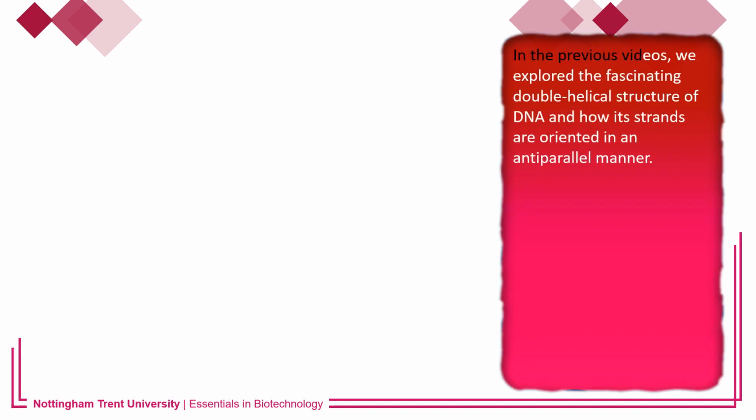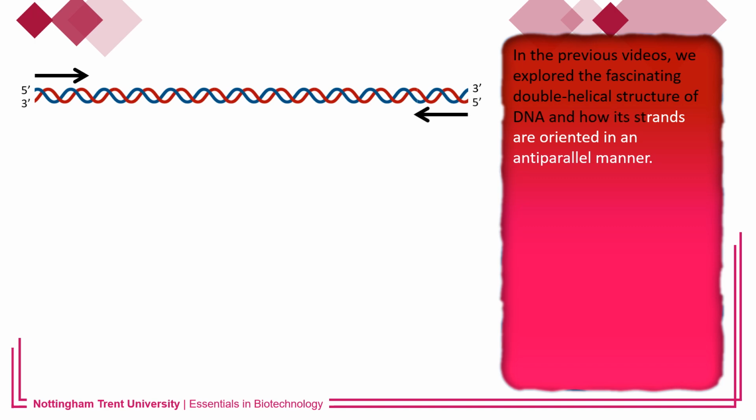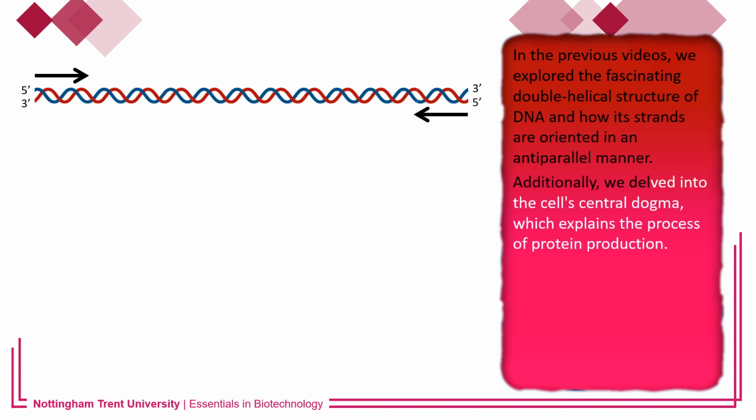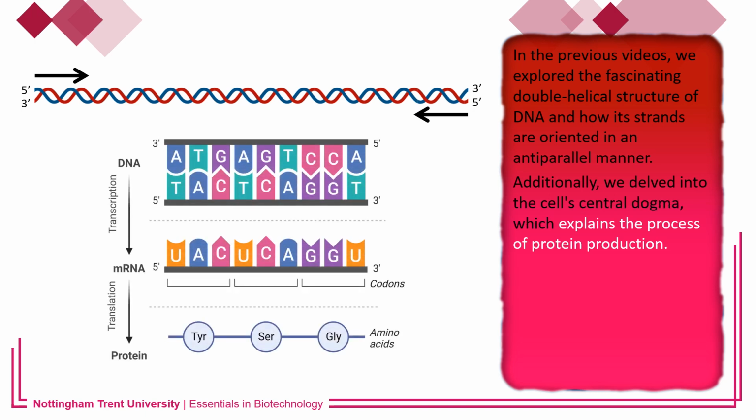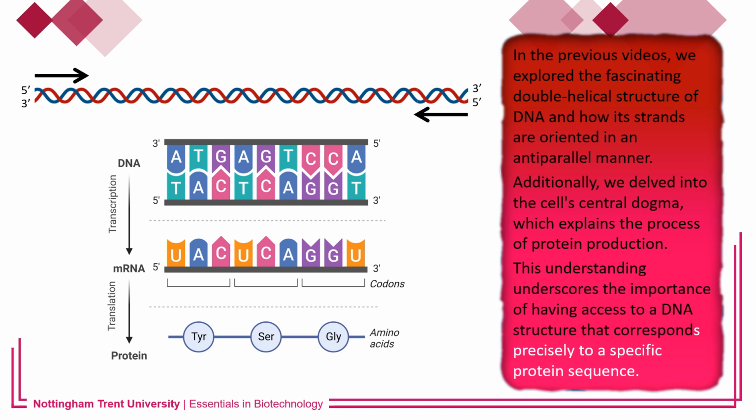In the previous videos, we explored the fascinating double helical structure of DNA and how its strands are oriented in an antiparallel manner. Additionally, we delved into the cell's central dogma, which explains the process of protein production. This understanding underscores the importance of having access to a DNA structure that corresponds precisely to a specific protein sequence.